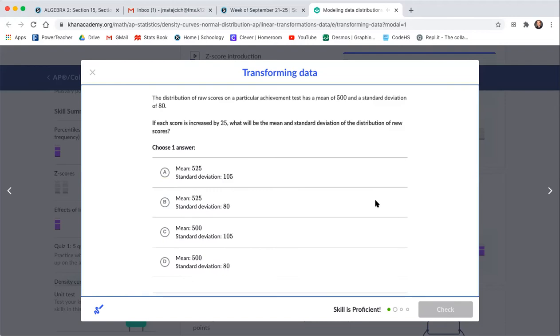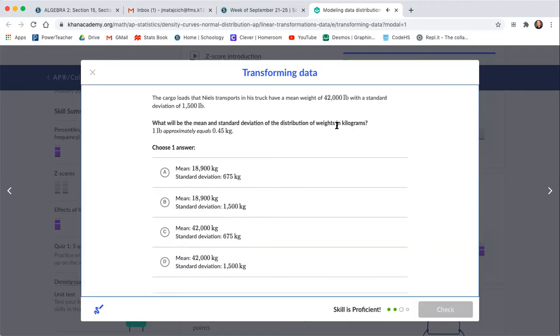Hopefully it's both. The distribution of raw scores on a particular achievement test has a mean of 500 and a standard deviation of 80. If each score is increased by 25, what will be the mean and standard deviation of the new scores? Again, we are just adding 25. So the standard deviation is going to be unchanged. It's going to stay at 80, but the mean will increase by 25. So we're doing 525 for the mean and 80 for the standard deviation.